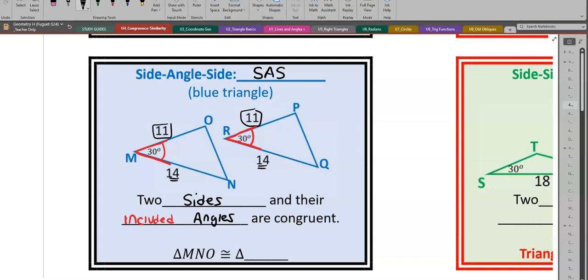So our triangle congruence statement here would be triangle MNO, so that goes across the side that's 14, and then up the side that's not currently marked. So its corresponding name would be RQP for the triangle on the right.